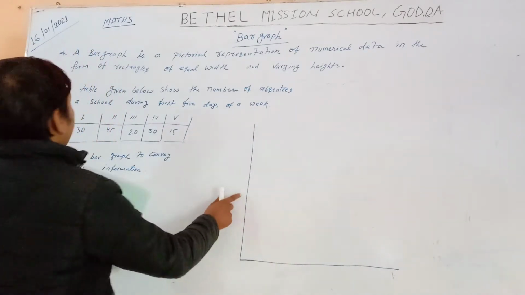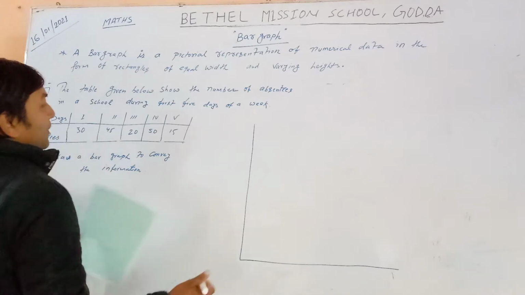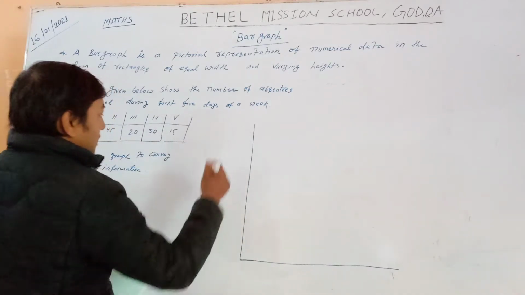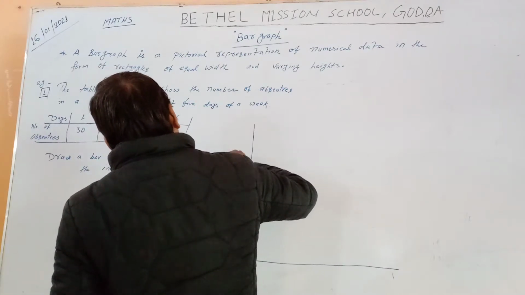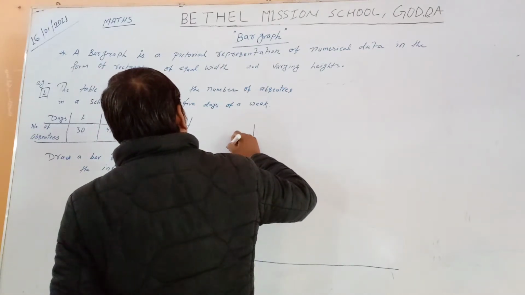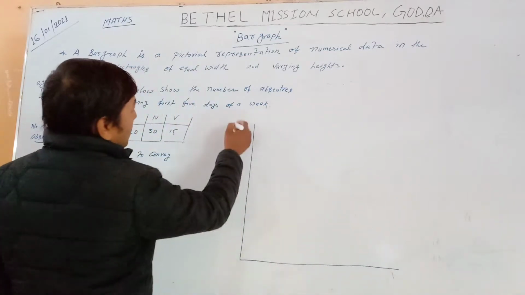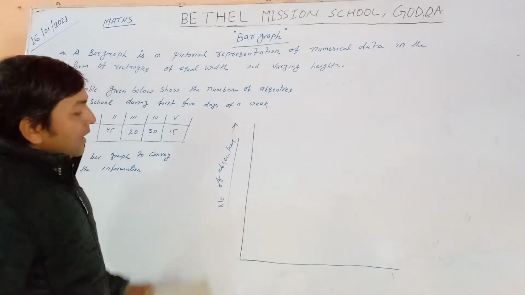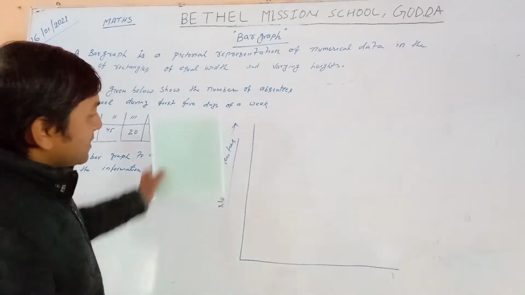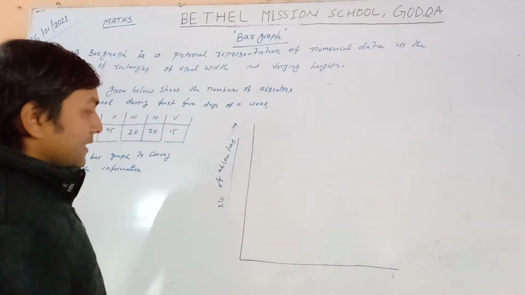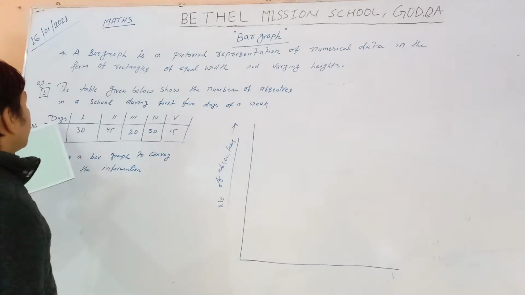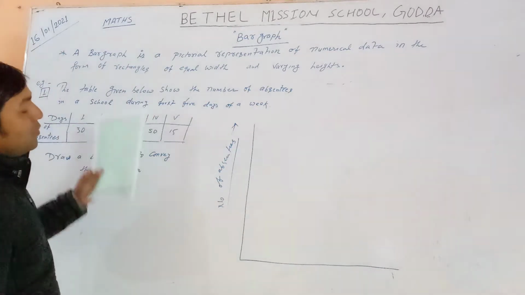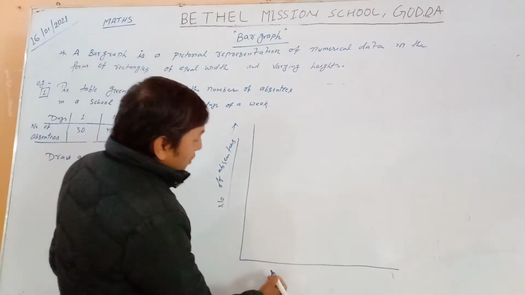Okay, and then here, along the vertical line, you have to take the number of absentees. So right here, number of absentees. Along the vertical line we take the number of absentees, and along the horizontal line we have to take the days: first, second, third, fourth, fifth.